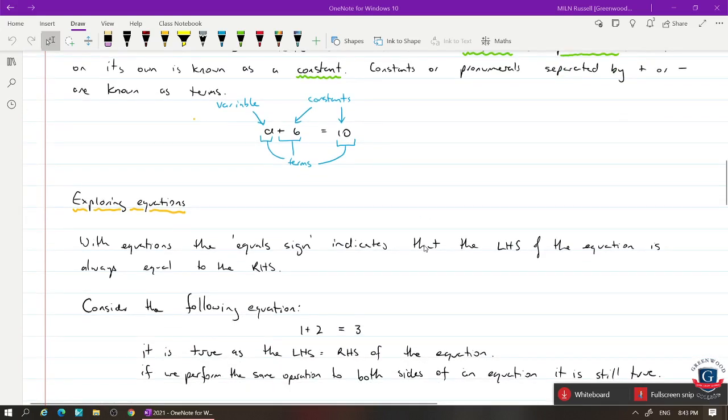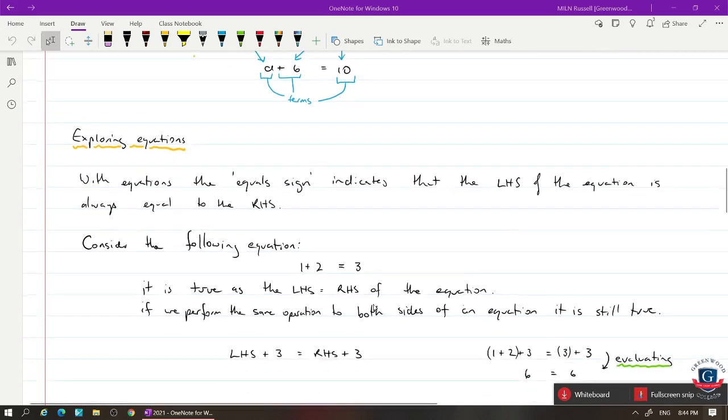Now, let's go back to what the balancing method is and figure out what an equation does. With an equation there's an equal sign, and the equal sign indicates that whatever's on the left-hand side of the equation is equal to whatever's on the right-hand side of the equation. So if we consider 1 plus 2 equals 3, a fairly simple little equation, we know that 1 plus 2, if we add it together, does make 3, and we've got 3 on the right-hand side.